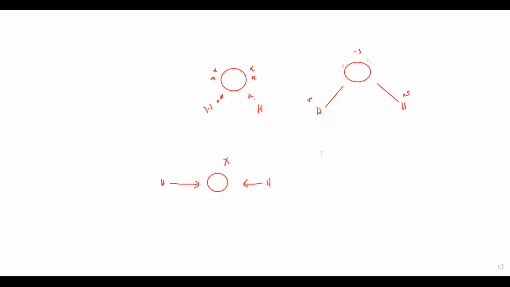Polar compound means its bonds are polar and it is affected by the electric field. So when we pass a stream of water through the electric field, it will also deflect, because it's not a linear structure, it is a bent or V-shaped structure.